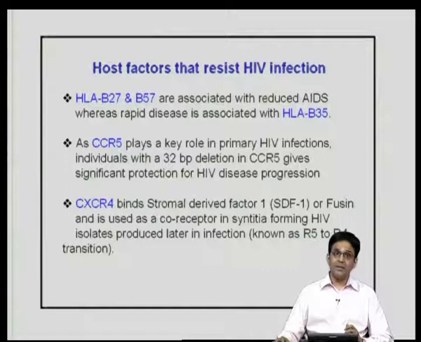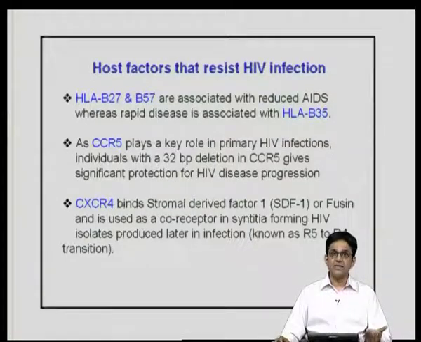And what happens later on is, from a CCR5, from an R5 it becomes an R4, because now it needs to bind another co-receptor, which is the CXCR4 receptor, or the stromal derived factor 1 receptor, or fusin, which is important in syncytia forming HIV isolates, and this, as I said, occurs later in infection.